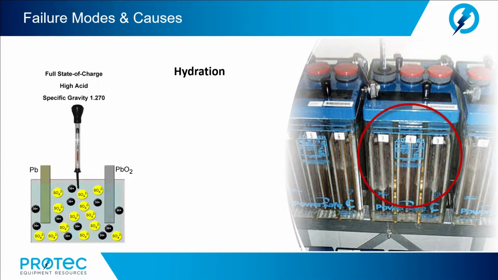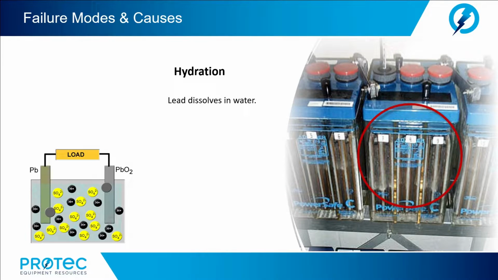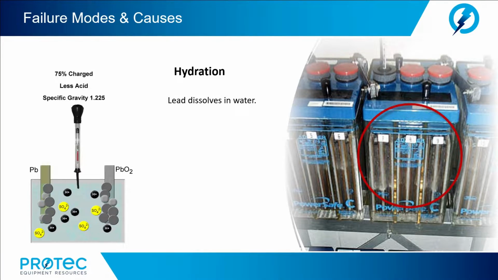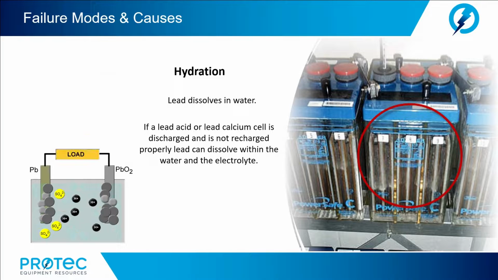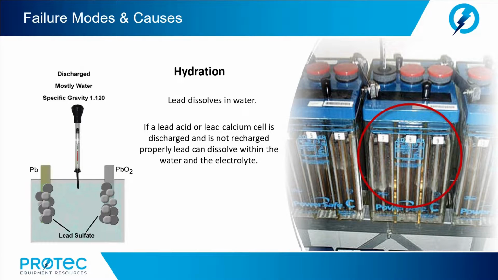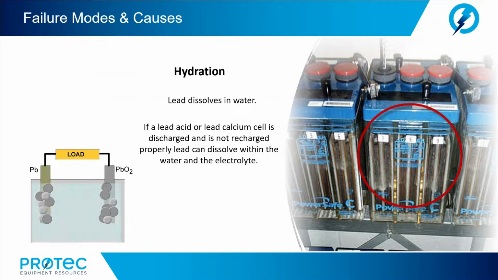All right, next let's look at hydration. Now, lead dissolves in water. If a lead acid or lead calcium cell is discharged and is not recharged properly, lead can dissolve within the water and the electrolyte. For this to occur, the discharge would have to be fairly deep. For example, the specific gravity reaches a point of 1.05 or less. The solubility of lead increases notably as the electrolyte contains a larger percentage of water. This process is referred to as hydration, and the compounds formed are referred to as lead hydrate.